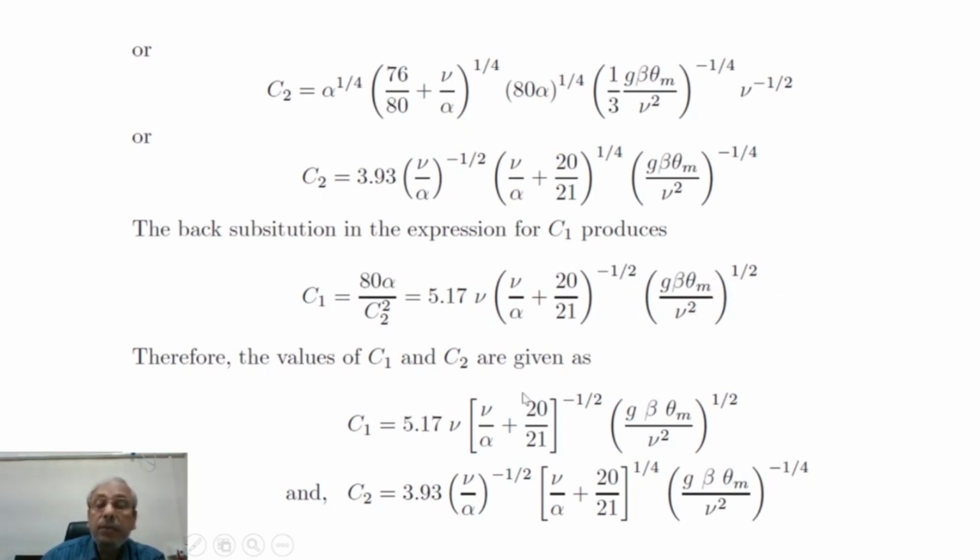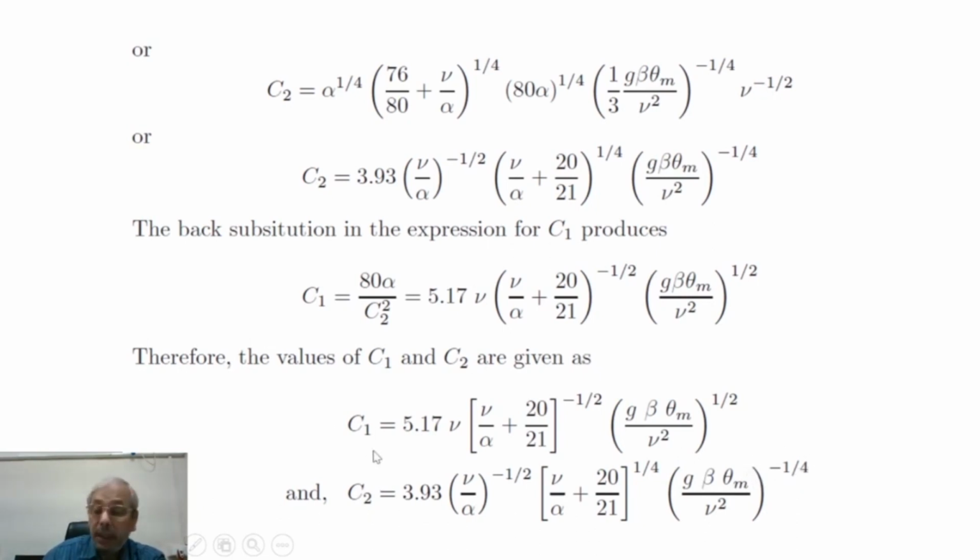So C1 and C2 we clearly now write: C1 as 5.17 nu within bracket nu by alpha plus 20 by 21 to the power minus half, G beta theta m nu square entire quantity to the power half, and C2 is 3.93 nu by alpha to the power minus half within bracket nu by alpha plus 20 by 21 to the power 1/4, G beta theta m by nu square, this entire quantity to the power minus 1/4.